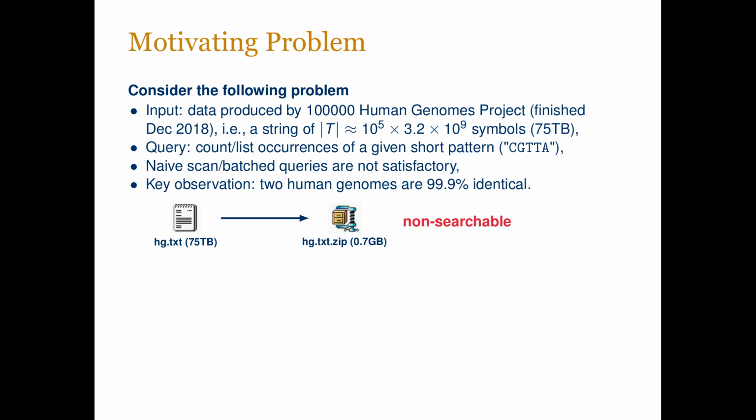The crucial observation that allows us to efficiently handle this dataset is that genomes of two people are nearly identical. By compression, we can thus reduce the size of the data by orders of magnitude. The standard compressed representation, however, is not searchable or does not even provide efficient access to the underlying sequence.